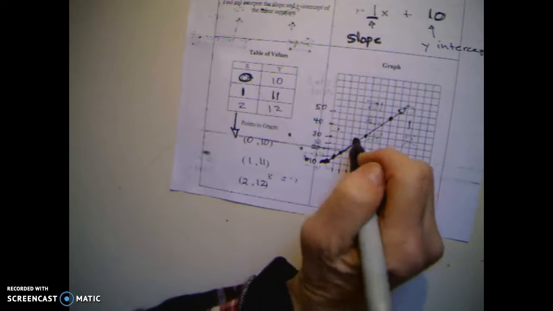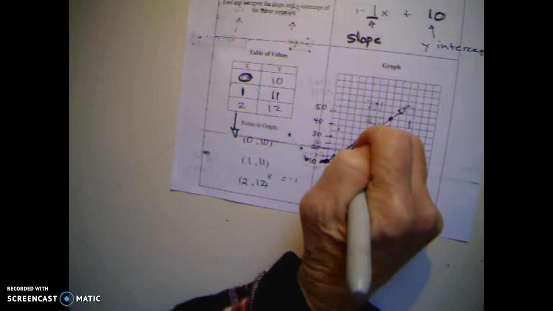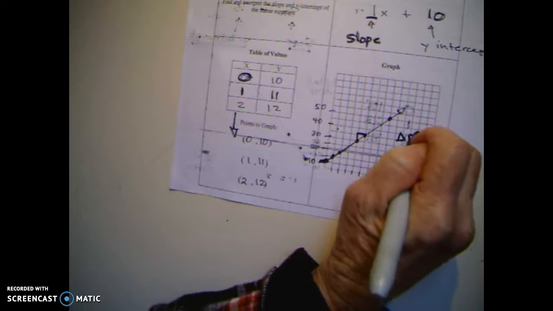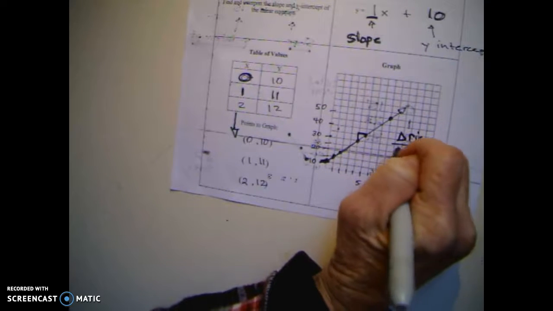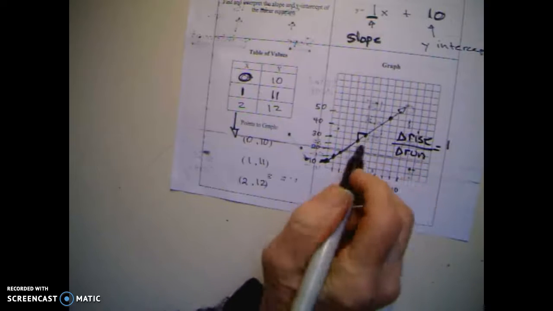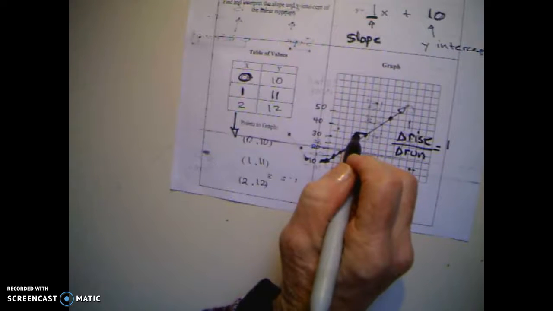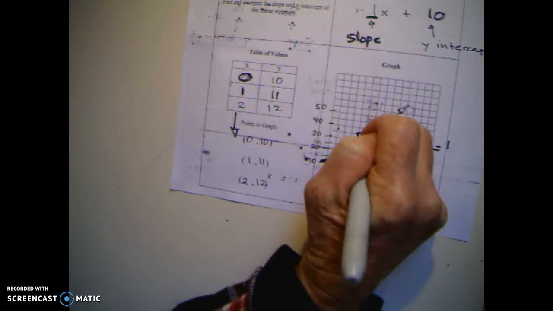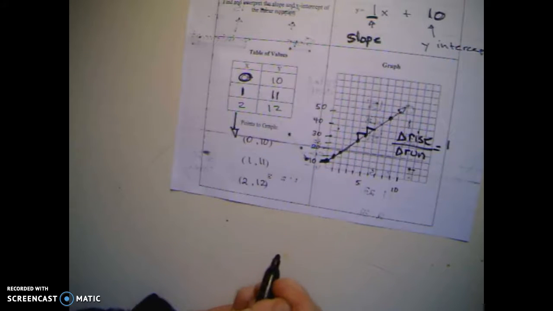And you could find the slope just knowing if you go up 1, you're going to go over 1. Your change in your rise divided by your change in your run has to equal 1, and that's indeed the case. For every 1 that I go up, I go over 1, and this will work for the entire line. If I go up 1, I go over 1, and that's my slope of 1.